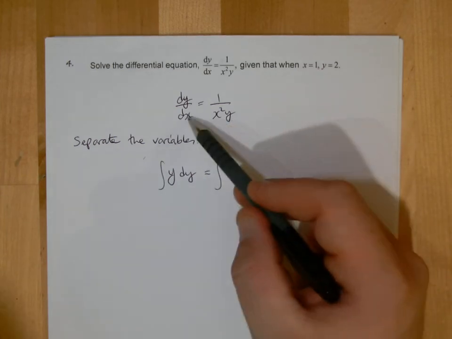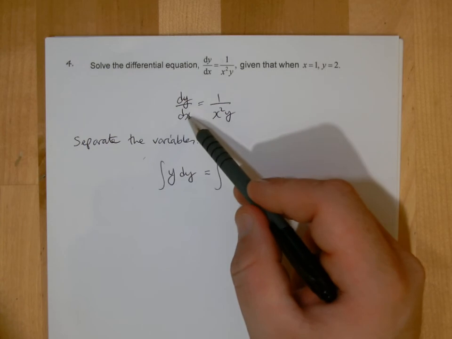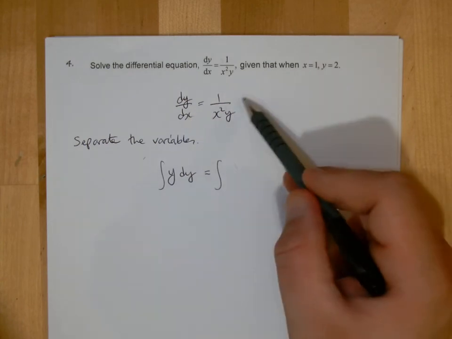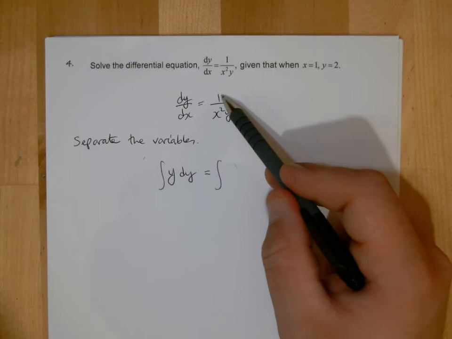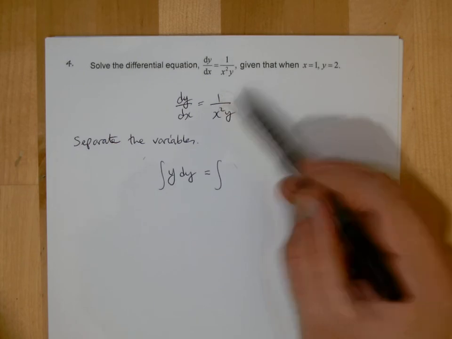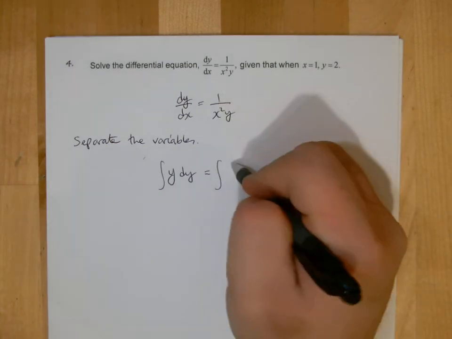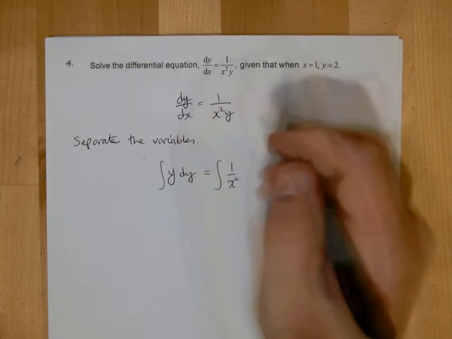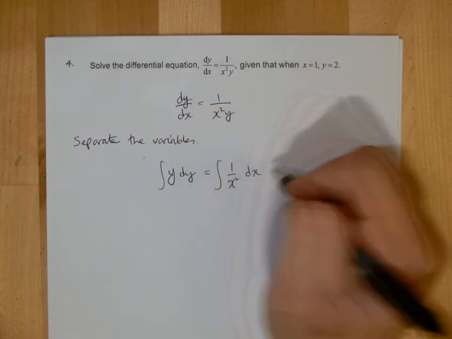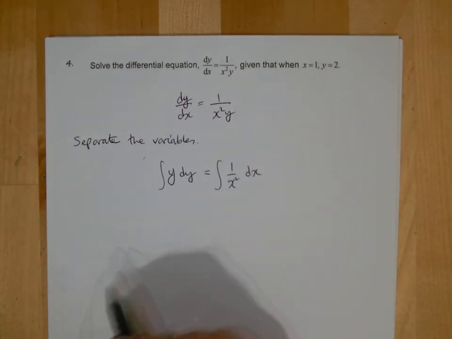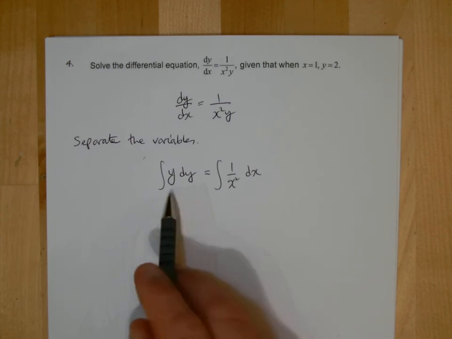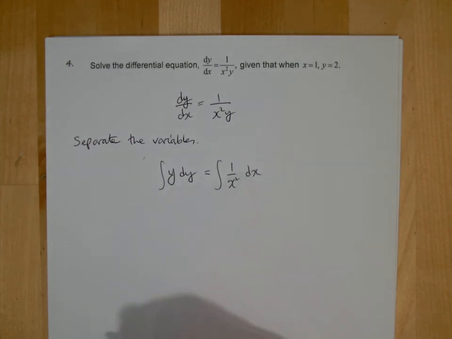Well, let's think what we've got. Because we divided by dx, we're going to take that over and we'll have the dx at the end here. And we're left with just 1 over x squared, so we'll just leave that as it is. 1 divided by x squared, with respect then to x. So that's what we've got there. We separated the variables. Y is on one side, x is on the other side.